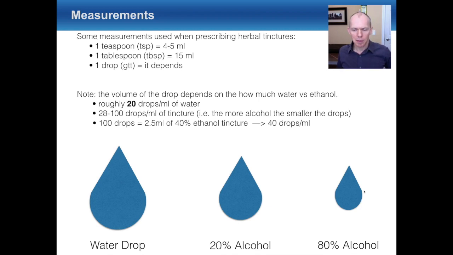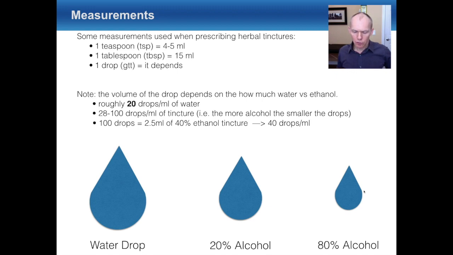Often when I recommend people take a tincture, it's usually 1 teaspoon 3 times a day. So depending on what type of teaspoon they have, it could vary by 20%. And that's worth remembering there. Now another thing is, a tablespoon is more precise. I think everyone can agree that's 15 mils, generally speaking. Okay.